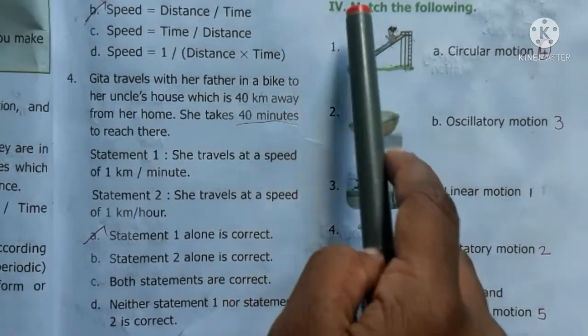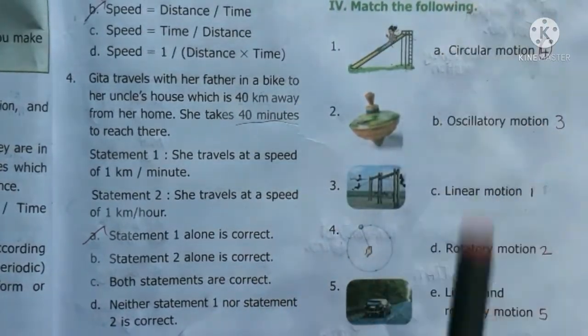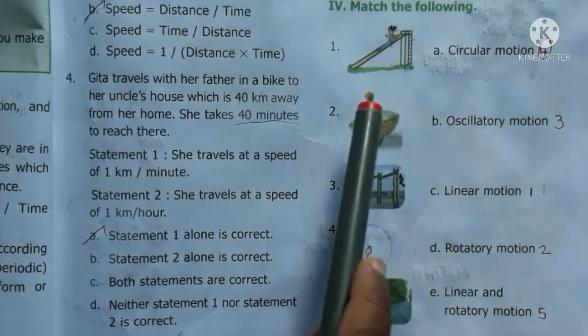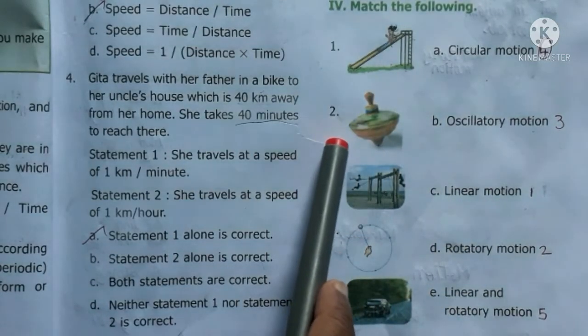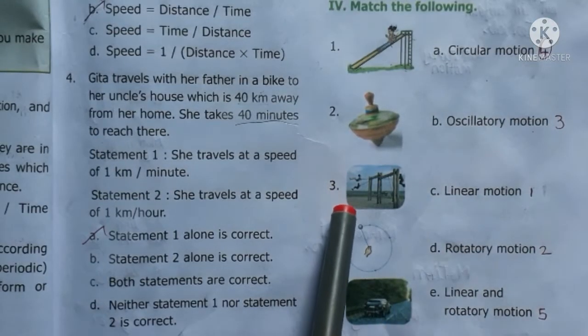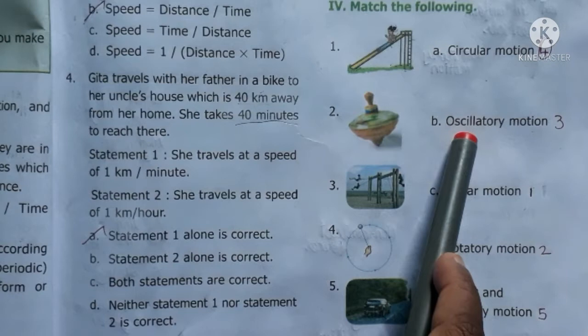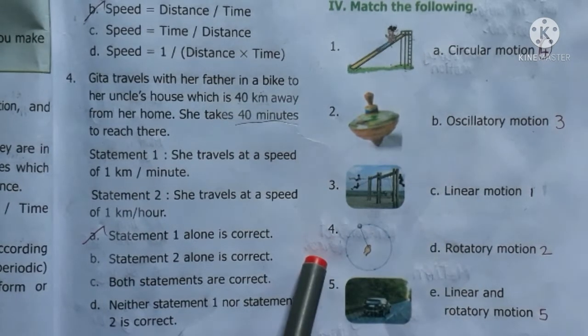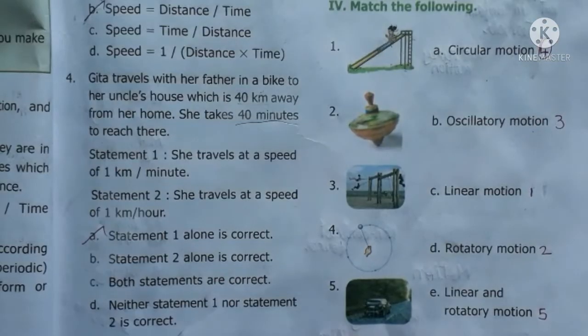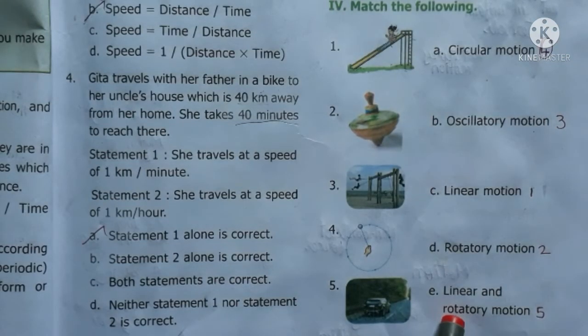Fourth Roman letter, match the following. Answer is linear motion. Second question answer is rotatory motion. Third question answer is oscillatory motion. Fourth question answer is circular motion. Fifth question answer is linear and rotatory motion.